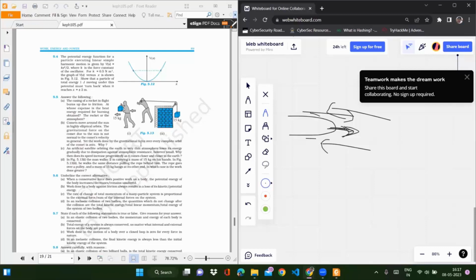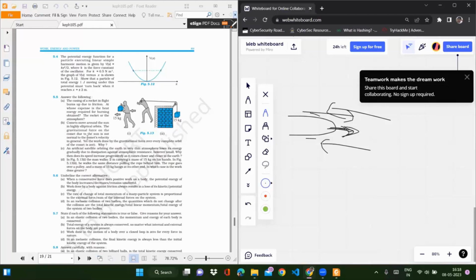Yet the work done by the gravitational force over every complete orbit of the comet is zero. Why? It is said that the comet is moving around the sun in a highly elliptical orbit, and the force acting on the comet is the gravitational force. As the force is acting and the comet is moving, there is displacement of the comet, and a force acting. So there will be some work done by that force. But it is said that in one complete orbit, meaning one complete revolution, the work done comes out to be zero.